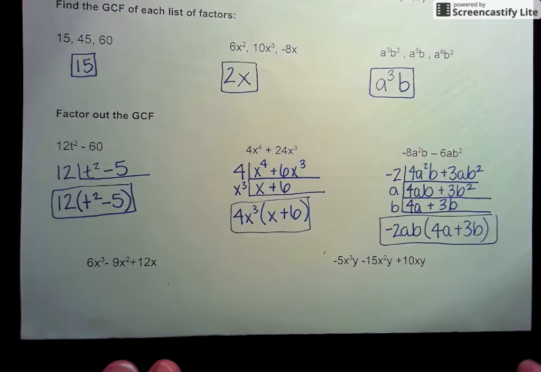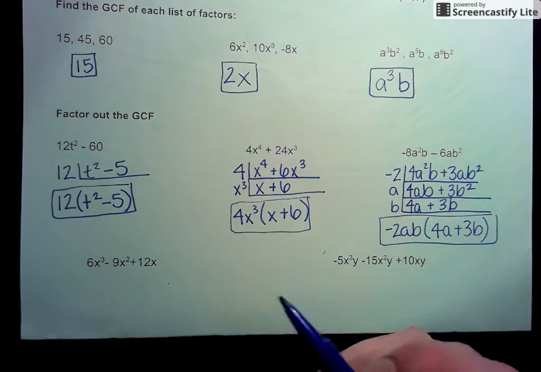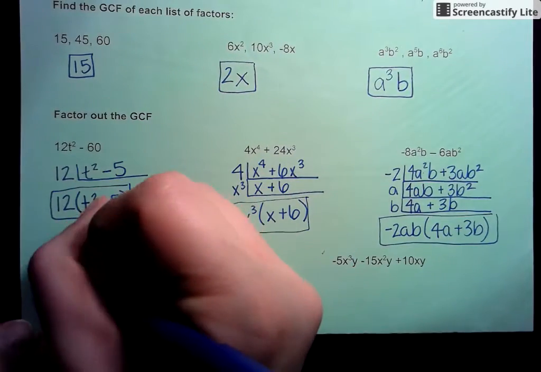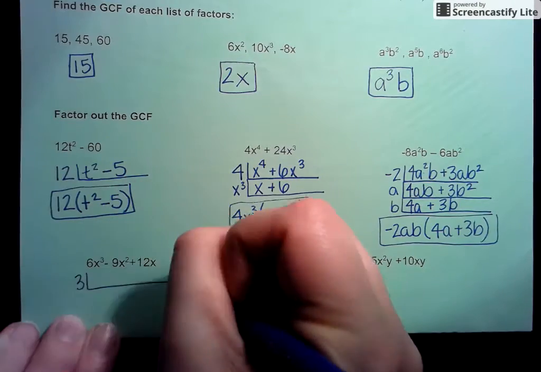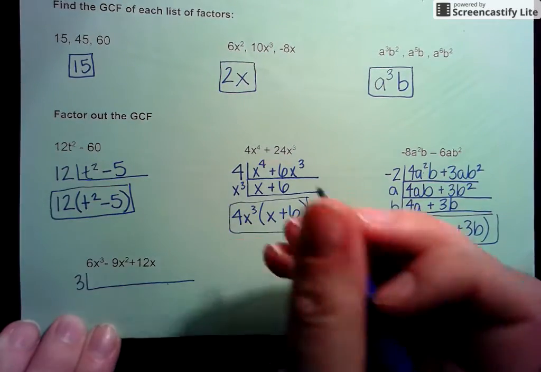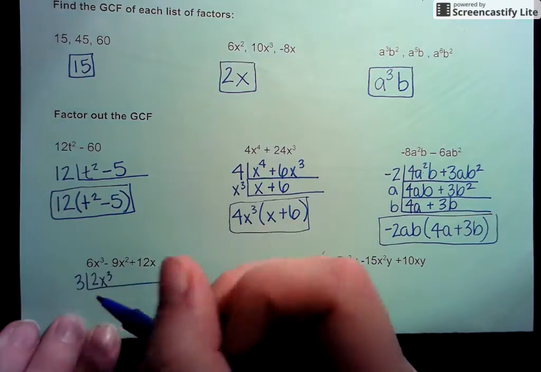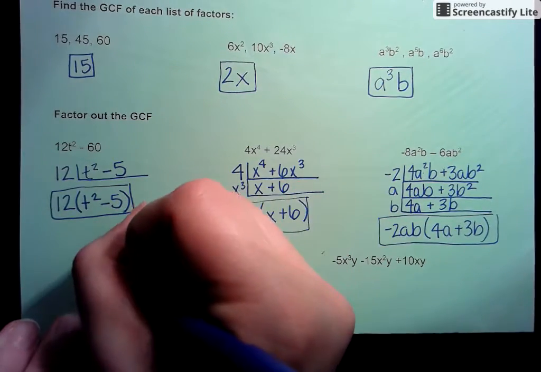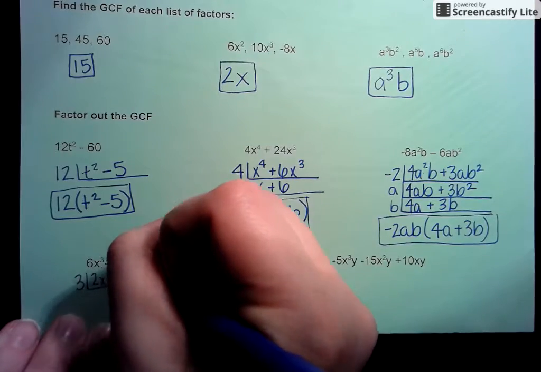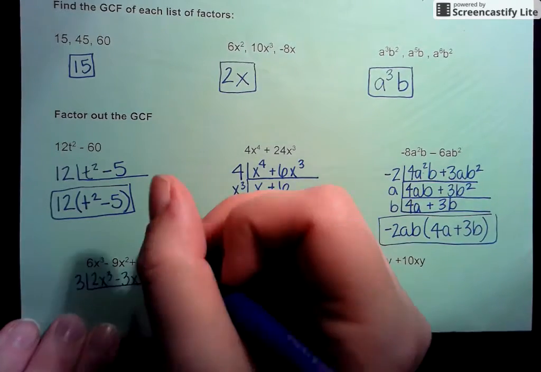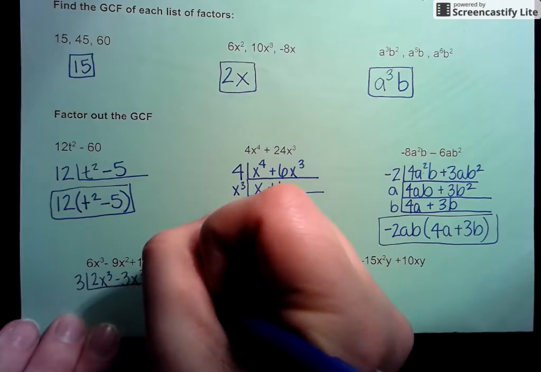Now I have 6x to the third minus 9x squared plus 12x. So the greatest common factor here is 3. So 3 times what gives me 6, and that's 2x to the third. And then I have 3 times what gives me negative 9, and that would be negative 3x squared. 3 times what gives me 12x would be plus 4x.